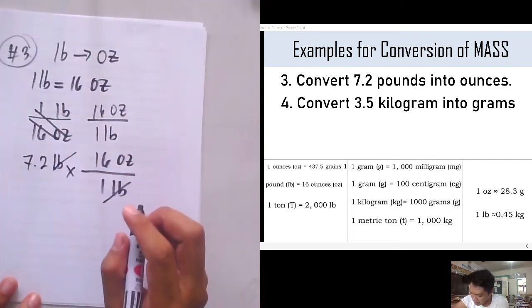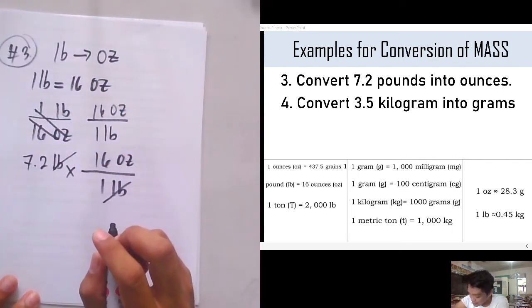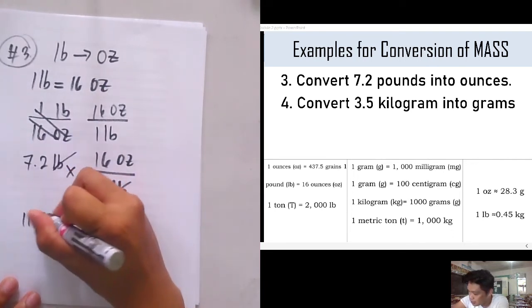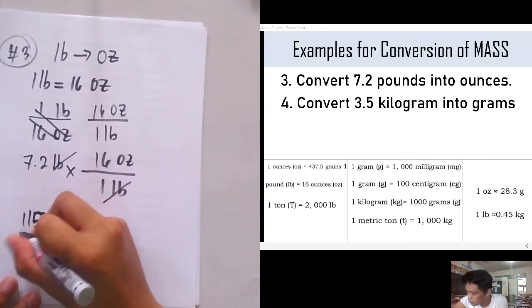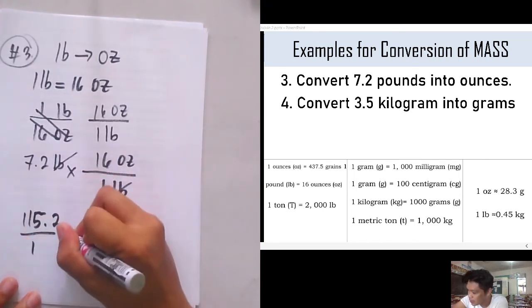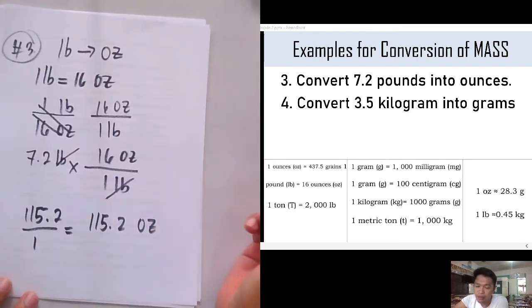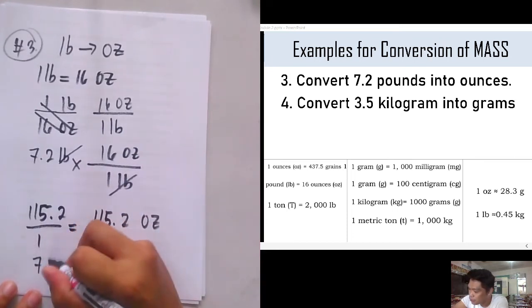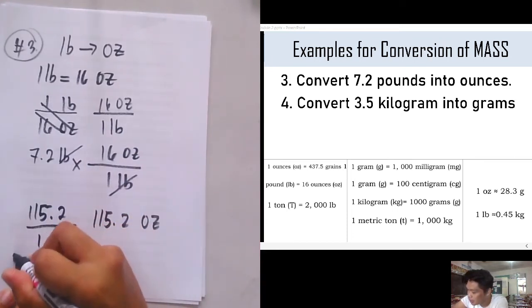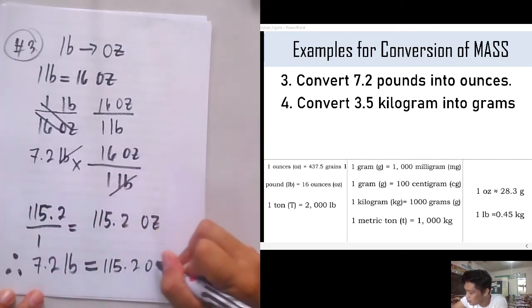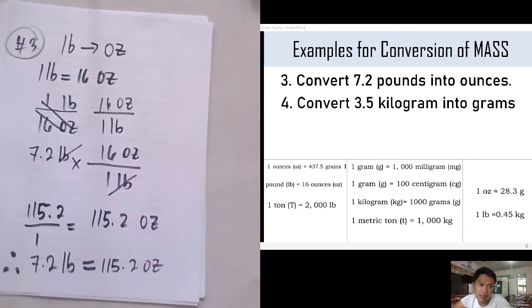7.2 times 16, if you're going to multiply that one, the answer is 115.2. 115.2 over 1 times invisible 1, that is 1. Equivalent pa rin siya sa 115.2 OZ. And therefore, gagawa tayo ng conclusion natin, that is 7.2 LB. Allow me to use this symbol for therefore is equivalent to 115.2 ounces or OZ. Okay, that is now example number 3. Okay, please copy. So let's proceed now to example number 4.